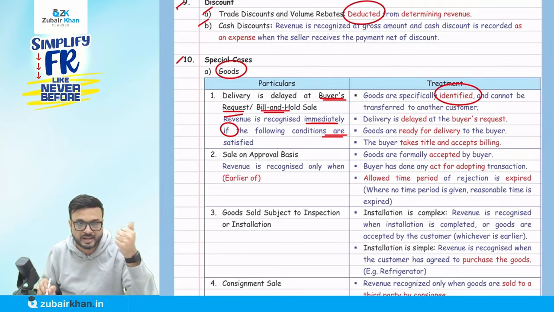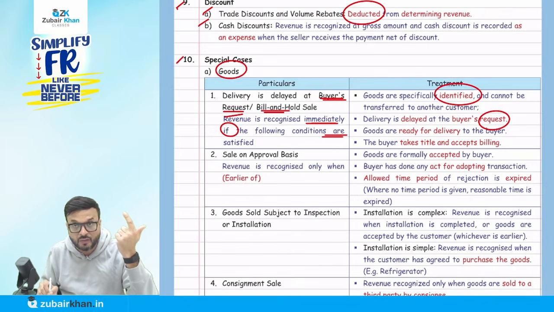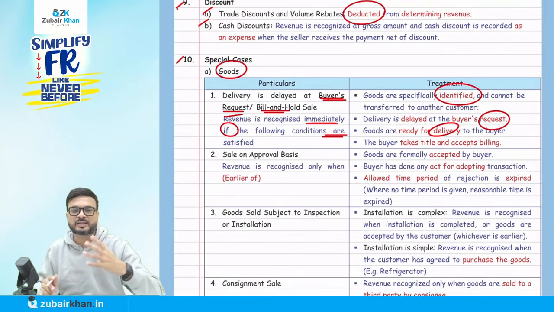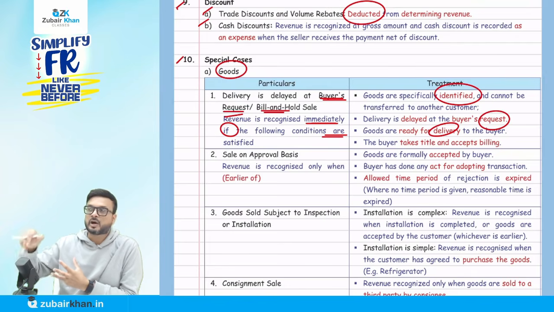So goods are identified. These goods belong to this particular customer. Delivery is delayed at whose request? At the buyer's request. Now, goods are ready for delivery. They are ready for delivery anytime when the buyer tells. For example, a flood happened at the buyer's place, so they say don't deliver it now, give it after 1 month. Or some renovation is going on there, so they say deliver after 15 days.